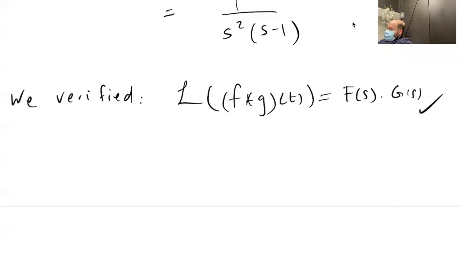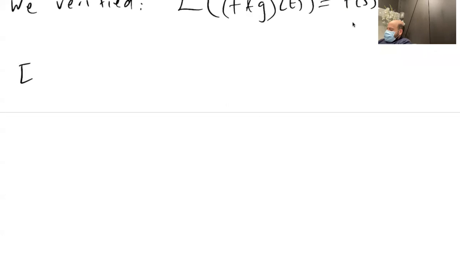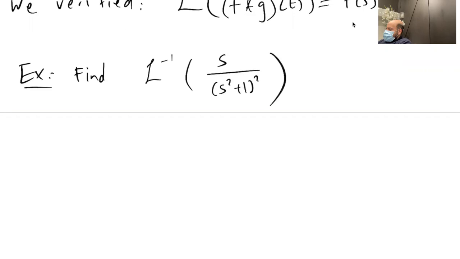All right, now let's look at an example. Find the inverse Laplace transform of s over (s squared plus 1) the whole squared. If I had the inverse Laplace transform of s over s squared plus 1, according to the table, I would have said cos t, because the Laplace transform of cos t is s over s squared plus 1. But here I have s over (s squared plus 1) the whole squared.